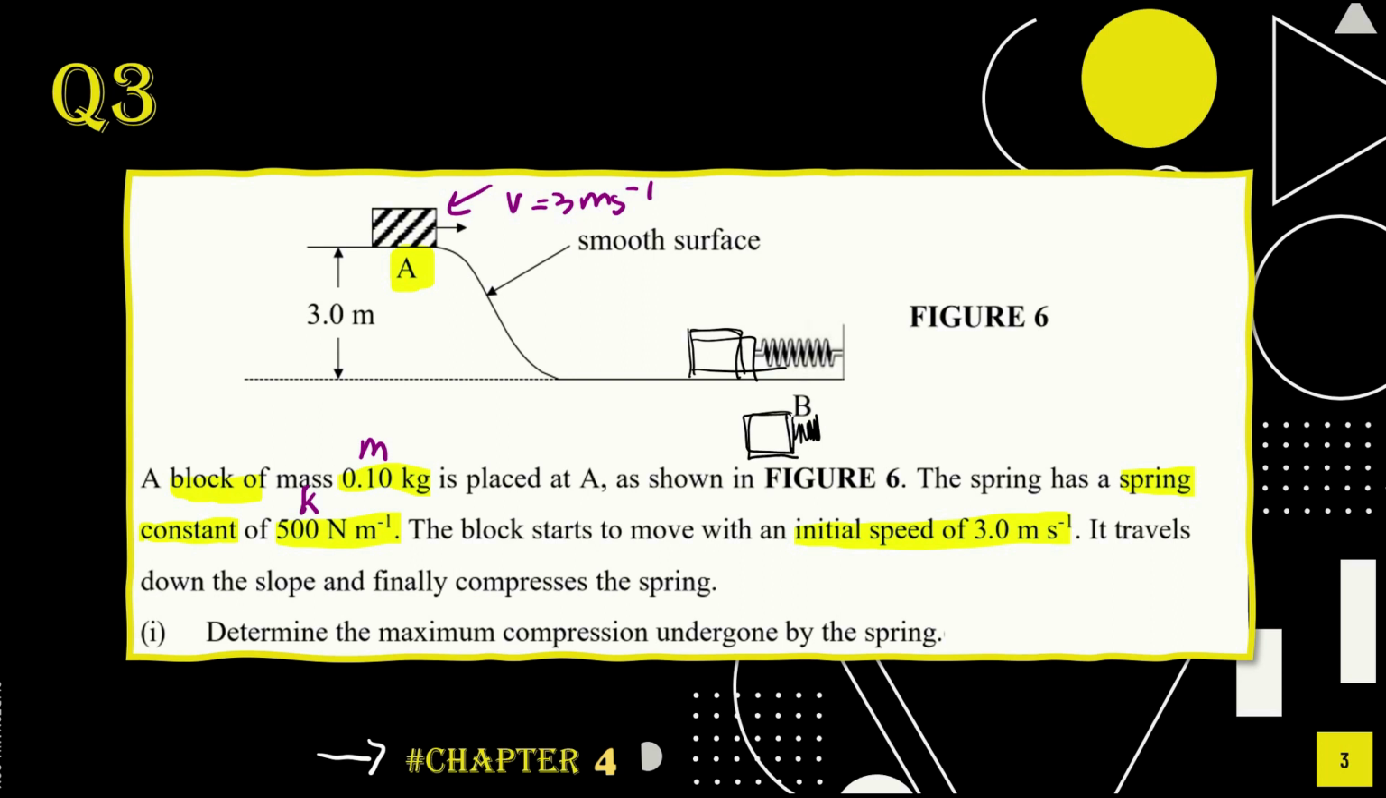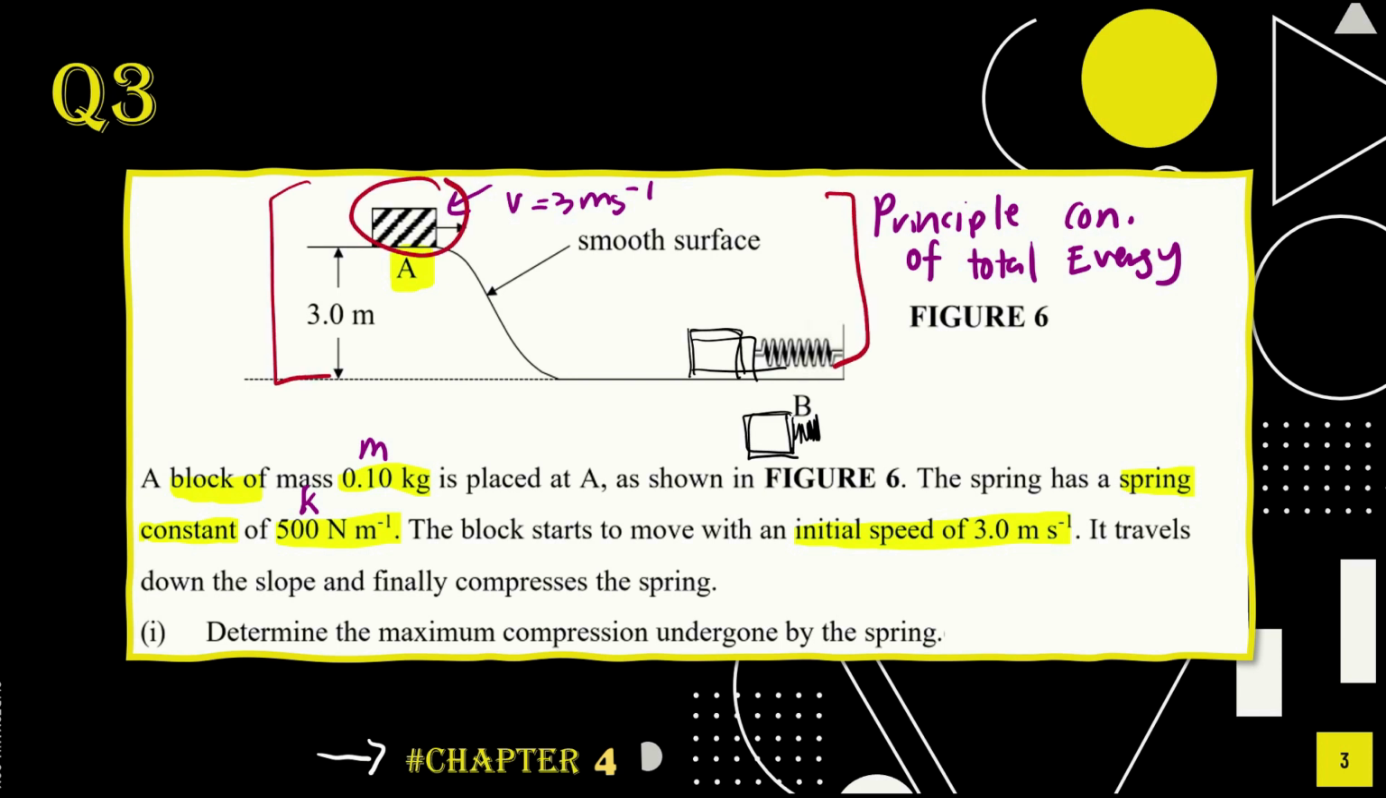So I hope you have in your mind that this question is applying the concept of the principle of conservation of energy. Conservation of total energy, which means that at every point in this system, this block has similar total energy. So the question is, determine the maximum compression undergone by the spring.